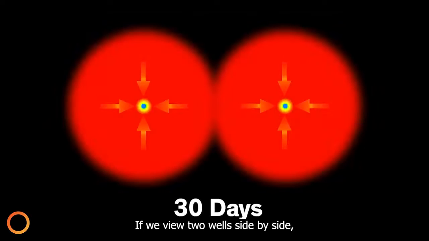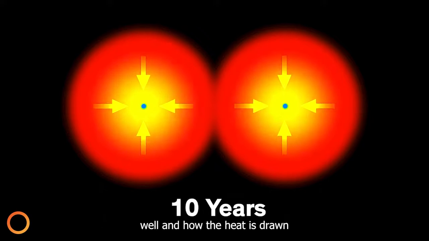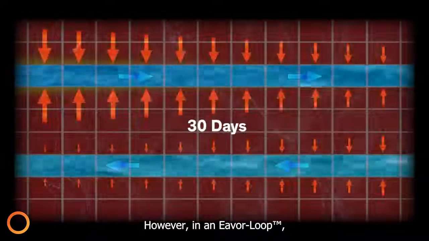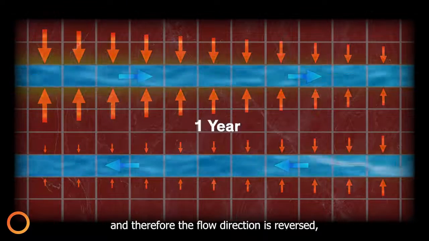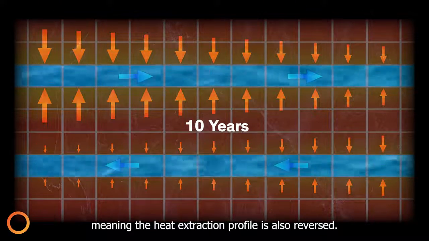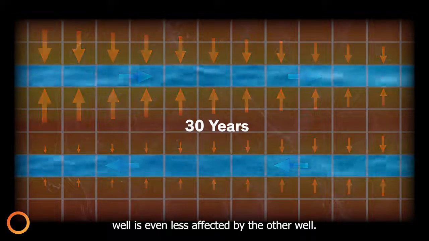If we view two wells side by side, you can see the heat extraction profile at each well and how the heat is drawn from the surrounding rock. However, in an Eavor loop, the fluid on the lower well is actually the return well of the system, and therefore the flow direction is reversed, meaning the heat extraction profile is also reversed. This means the pull of heat from each well is even less affected by the other well.